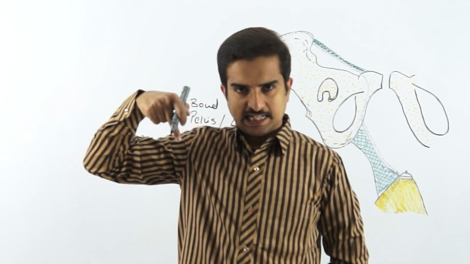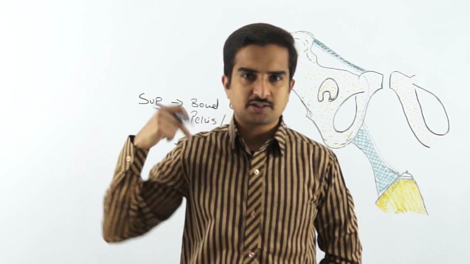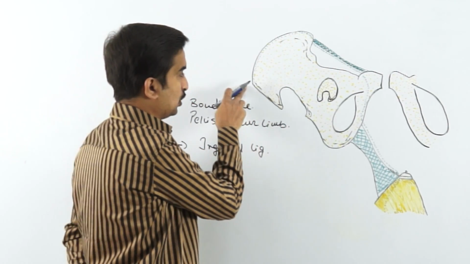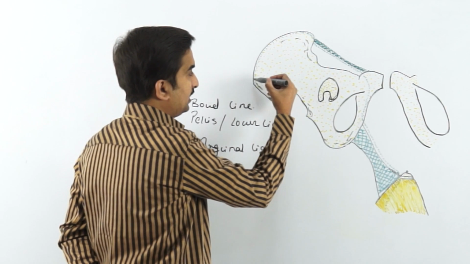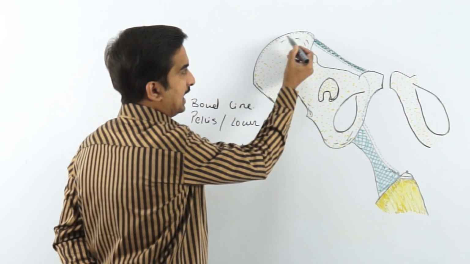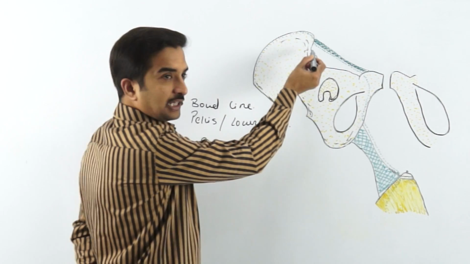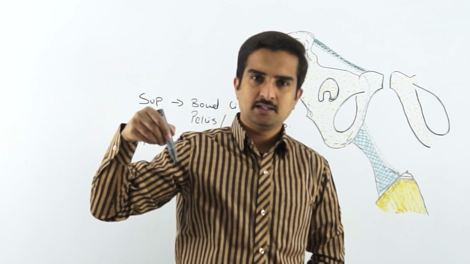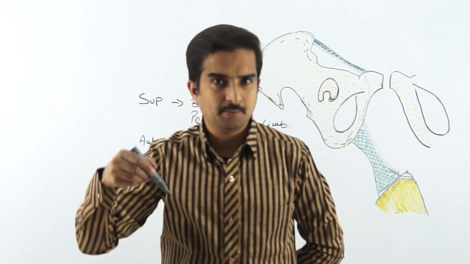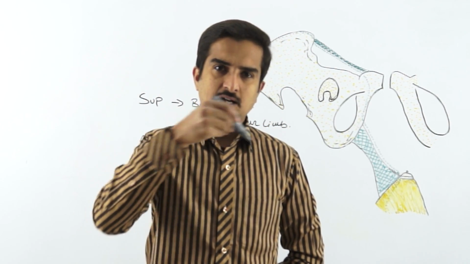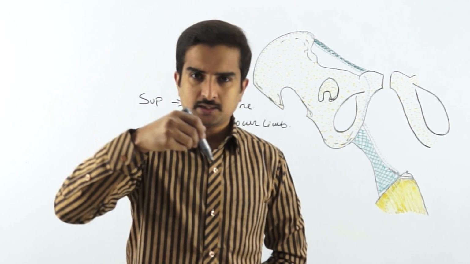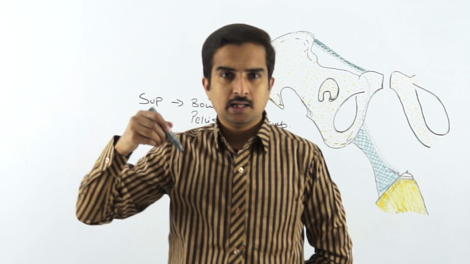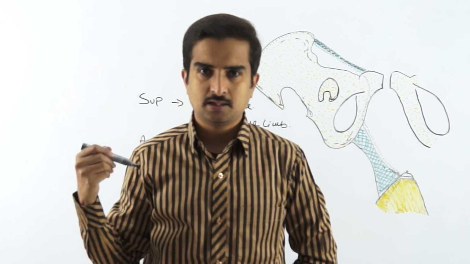From there it goes laterally. After giving attachment anteriorly to the inguinal ligament, it goes laterally. Laterally it gives attachment to the line along the iliac crest. So first it gives attachment anteriorly, where you have the inguinal ligament. After fascia lata attaches anteriorly, it turns laterally, and laterally it gives attachment to the line along the iliac crest.